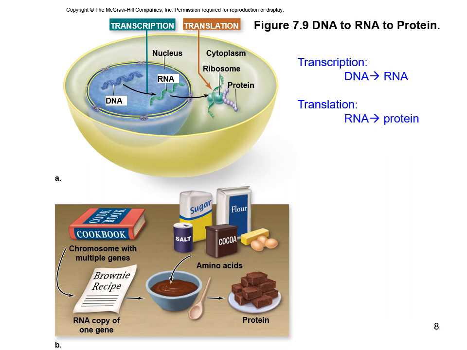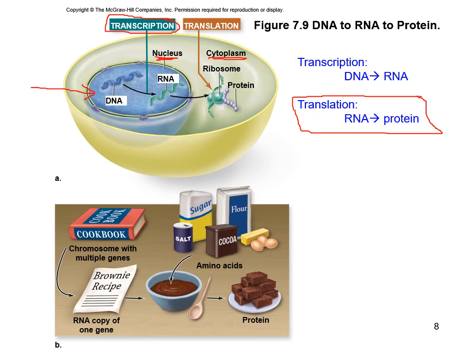Now, as for the location of where this takes place, you might recall from chapter 3 that DNA sits in our nucleus and it cannot leave. So the transcription step, the movement of DNA to RNA, will take place in the nucleus. And then the RNA will travel into the cytoplasm where it will then complete the second step, which is the movement from RNA to protein, or translation.